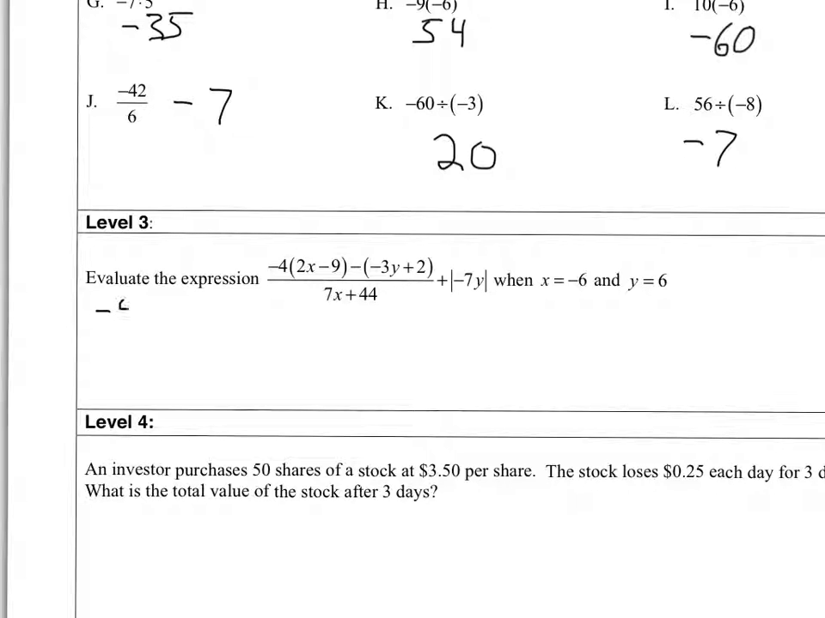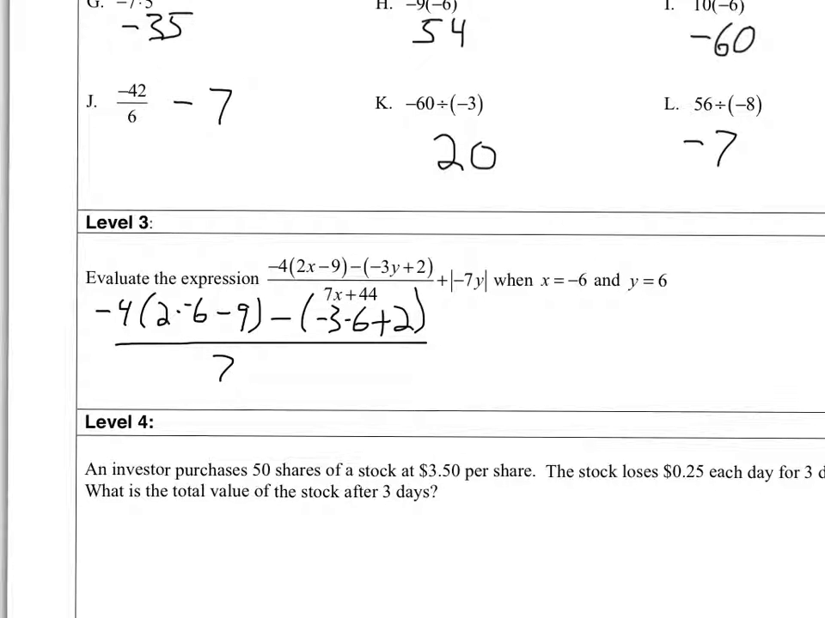So we've got negative 4 times 2 times negative 6 minus 9 minus negative 3 times 6 plus 2, all divided by 7 times negative 6 plus 44, plus the absolute value of negative 7y, which is negative 7 times 6. Alright, so now I've got to follow the order of operations.